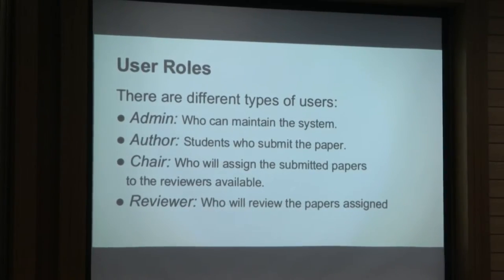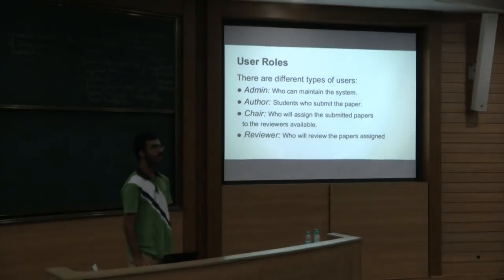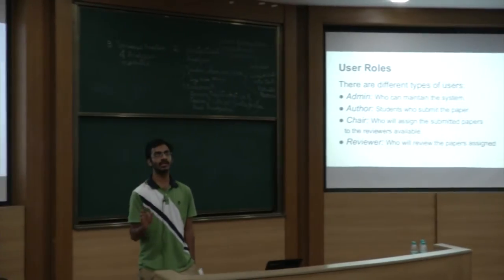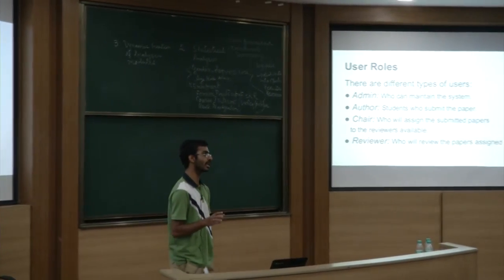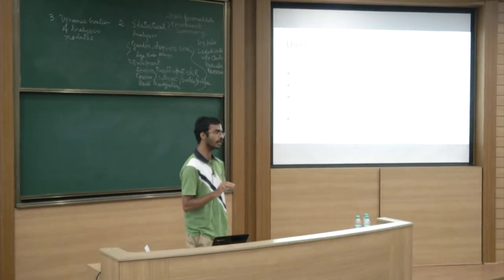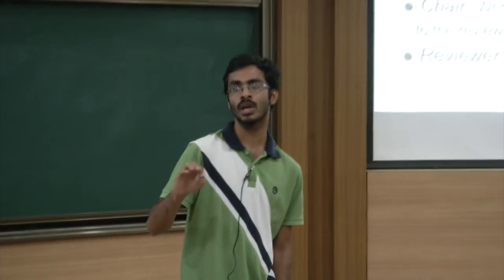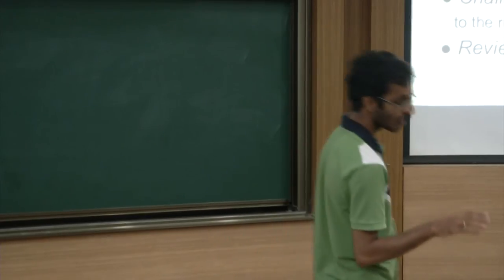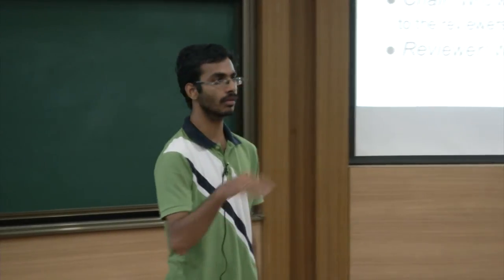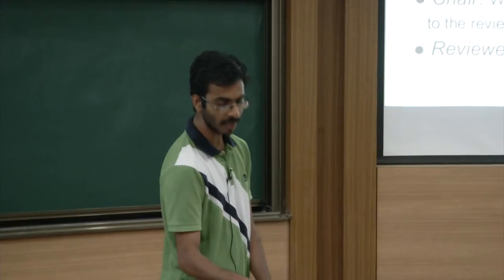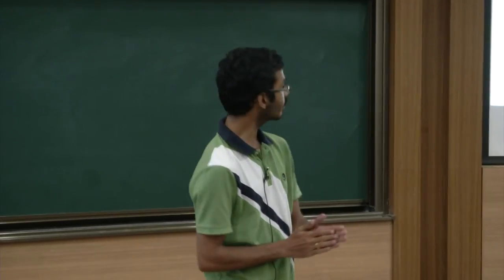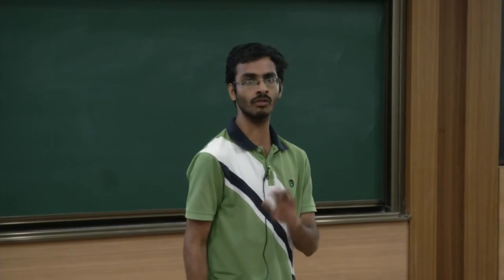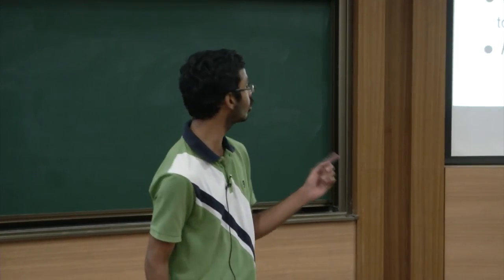Then the chair. The chair is like the head of the conference. The difference between admin and chair is, once the admin creates a conference, he doesn't take care of the conference dates. Suppose I have created a conference, and I want to give 50% weightage to presentation and 50% weightage to content. All these weightages of the conference, everything will be decided only by the chair, not the admin. So the admin appears only in the beginning, at the creation of the conference. Once it is created, the chair will come into the picture.